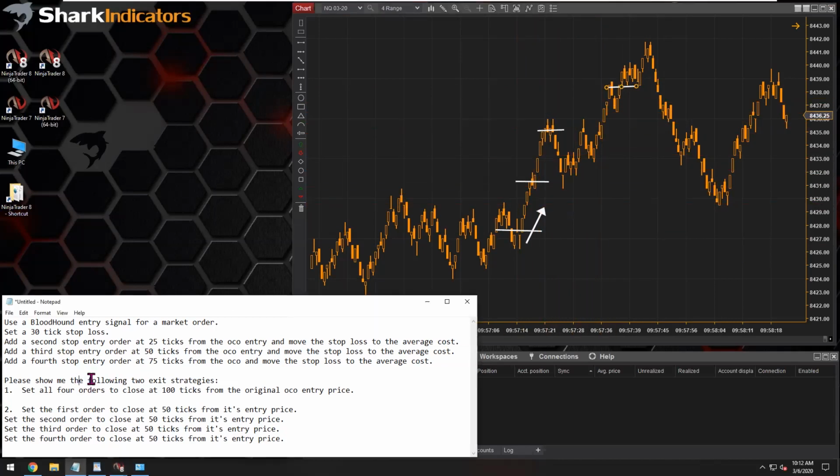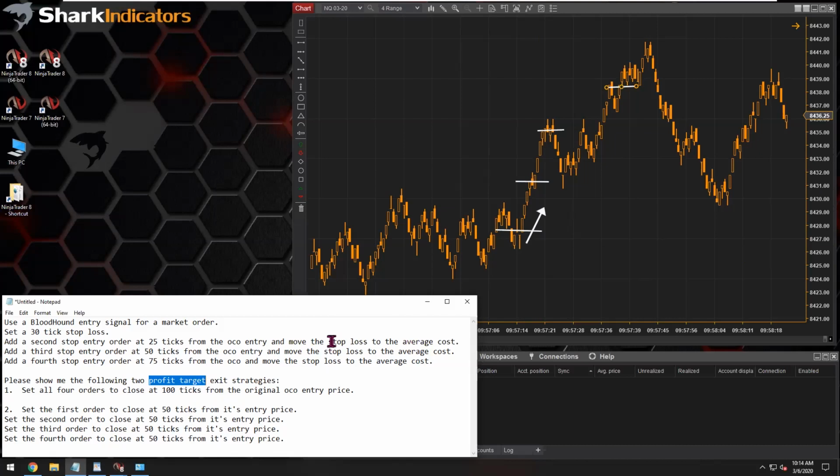And then there are 2 scenarios about setting up the exits here. Yes, okay. So these 2 exit scenarios are profit targets. So we'll just clarify that. These are getting out of the position with 2 different types of profit targets, 2 different scenarios of hopefully exiting the position in a profitable manner.